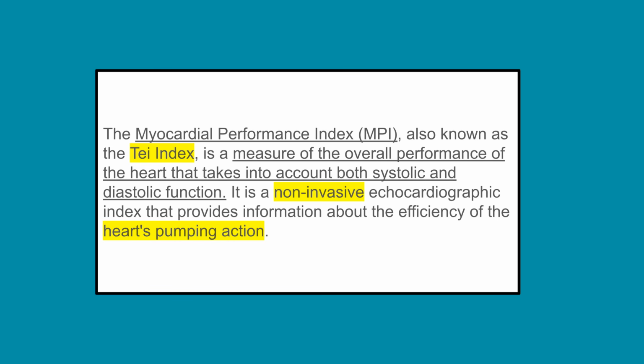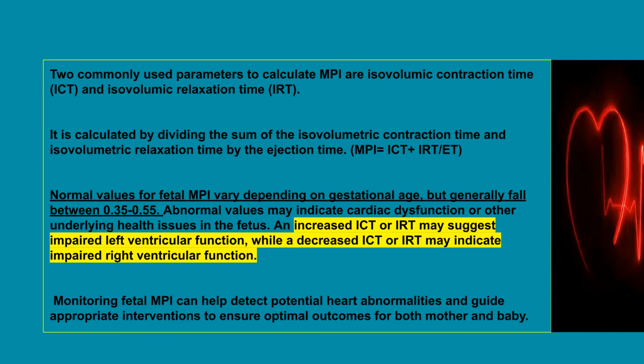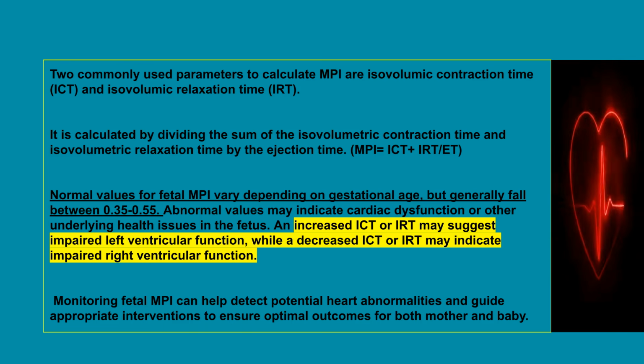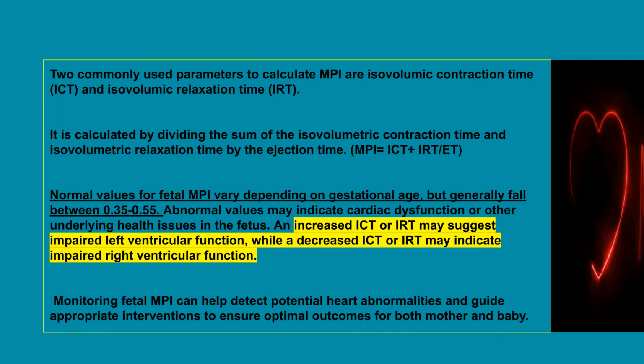The Myocardial Performance Index, also known as the Tei Index, is a non-invasive echocardiographic measure. It assesses the overall performance of the heart, considering both systolic and diastolic function, to determine the efficiency of the heart's pumping action. MPI is calculated by dividing the sum of the isovolumetric contraction time, or ICT, and the isovolumetric relaxation time, or IRT, by the ejection time, or ET.